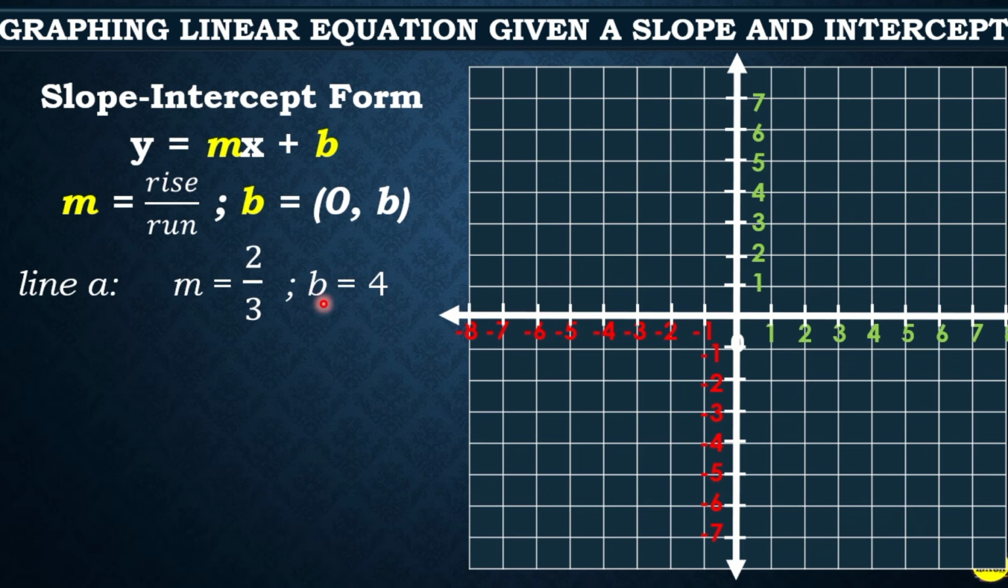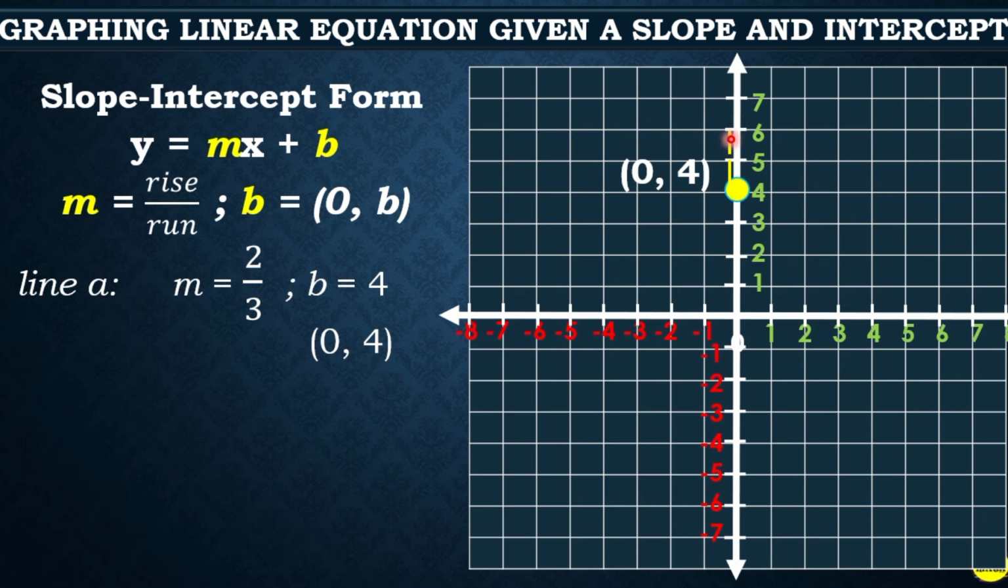So, what did I say? We first plot the y-intercept, which is (0, 4). Here it is: (0, 4). Now, after plotting your y-intercept, what do we do? We go to the slope. Again, this is your rise, this is your run. Since our rise is 2, we will be moving up 1, 2. We moved up twice. And then our run is 3.